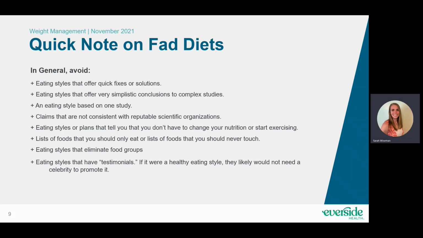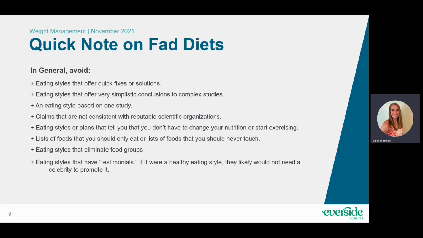Avoid an eating style if it's based on one study. Often research requires multiple studies to help lead us to a better conclusion. One study is usually not enough in the scientific community to provide a basis for an eating style to be considered good. Also avoid claims that are not consistent with reputable scientific organizations.